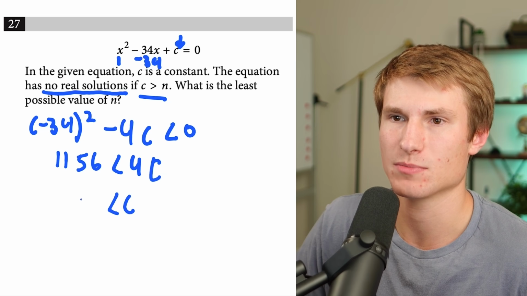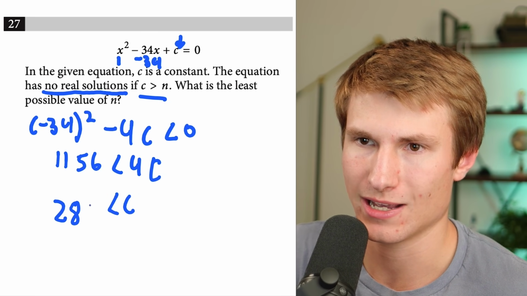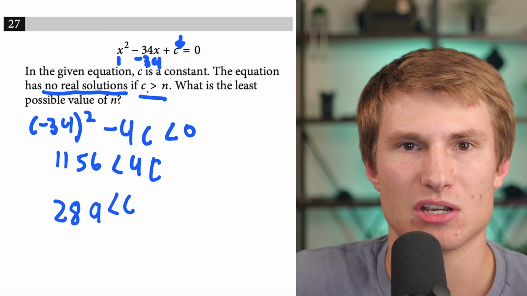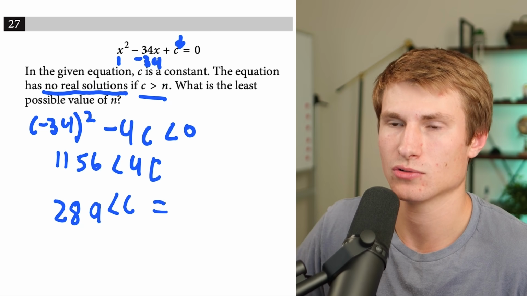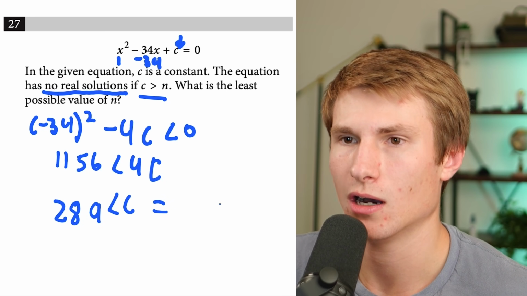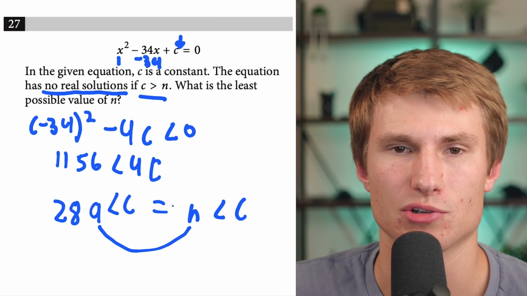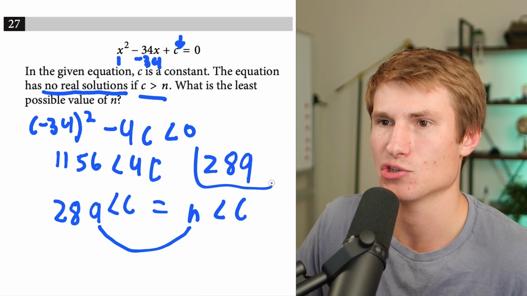We'll get that c must be greater than 1156 over 4, which is going to be 289. All right, so now that we have this, we know that c has to be greater than n, okay? And we know that n, if we go ahead and let me just draw this, right? This inequality is going to equal this other inequality of c being greater than n. Well, in that case, n is going to have to equal 289. Okay, so our answer for the least possible value of n is 289.